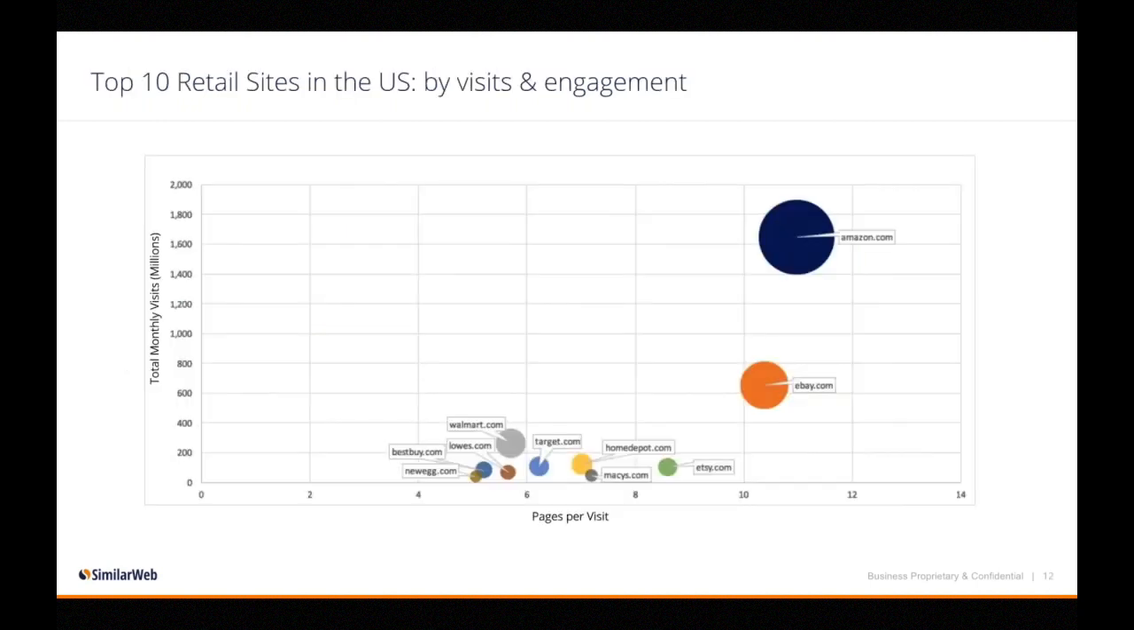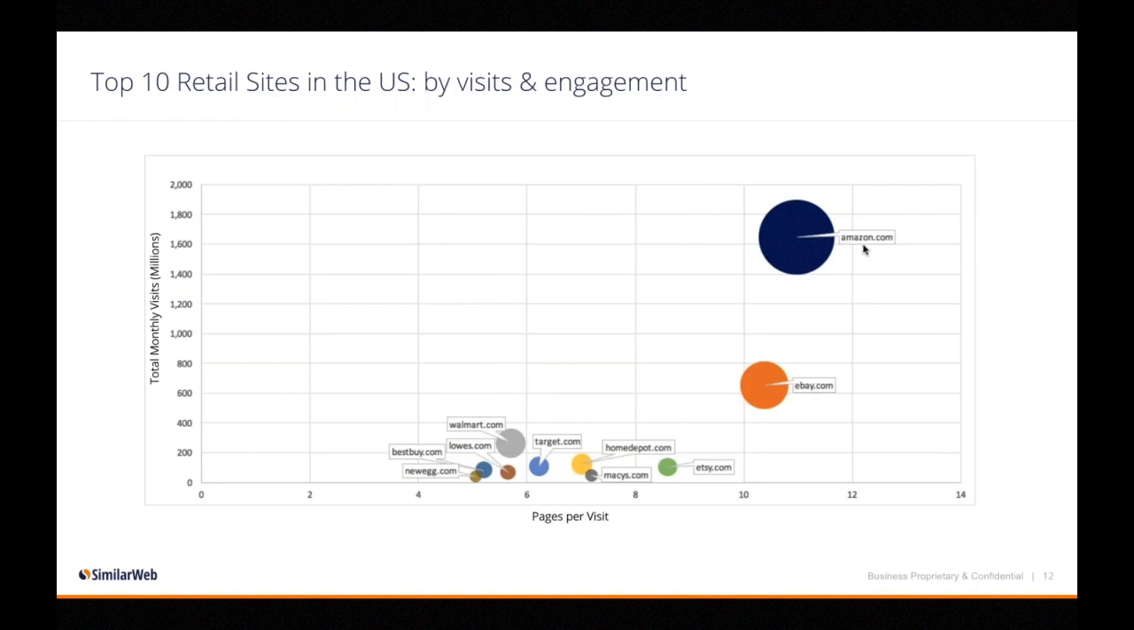So now we're looking at a really interesting slide showing the top 10 retailers in the United States, and we're looking at a comparison of both visits and engagement. On the left axis, we're seeing total monthly visits in millions, and on the right-hand axis, we're looking at the average pages per visit. And the circle size is represented by the volume of traffic, by the total monthly visits.